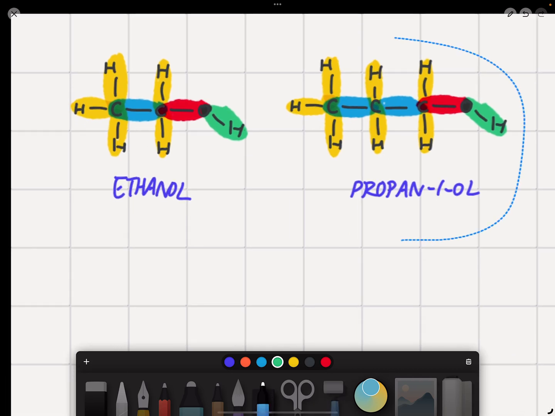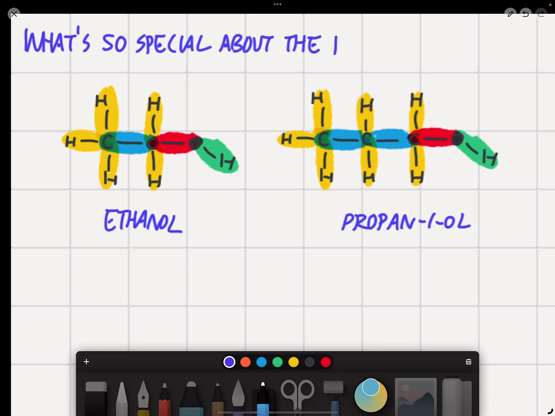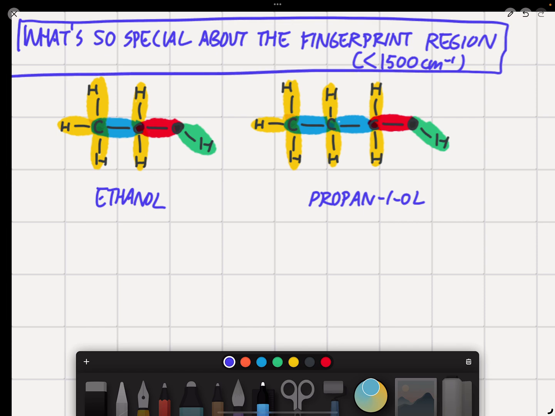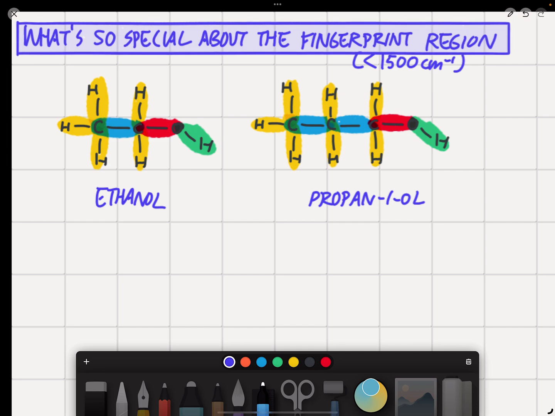Let me put down the title here. So what's so special about the fingerprint region? You won't be asked to analyze the fingerprint region, but I need you to know that there's something we can use to tell apart two molecules, even if they have the exact same type of bonds. Remember, the fingerprint region is the region with wave number smaller than 1500 cm^-1. The fingerprint region has a wave number lower than 1500 cm^-1.